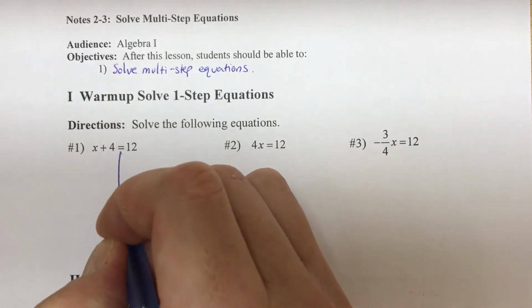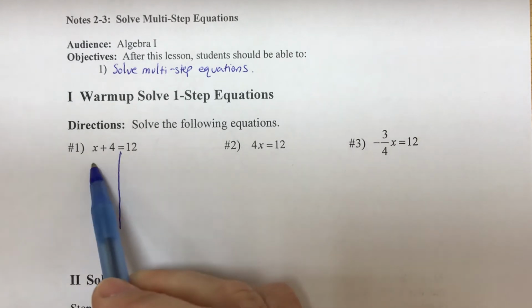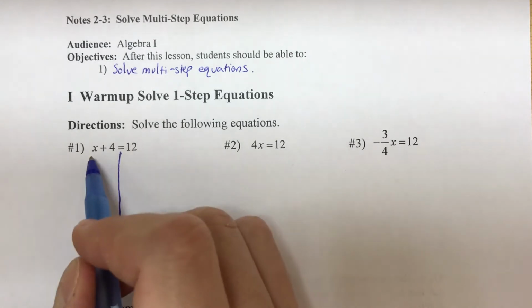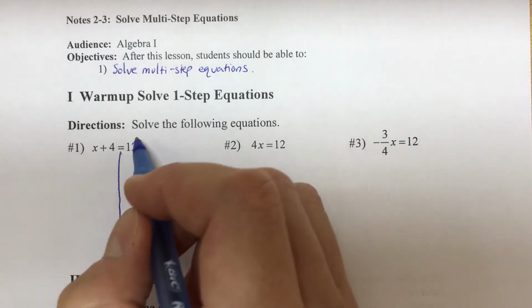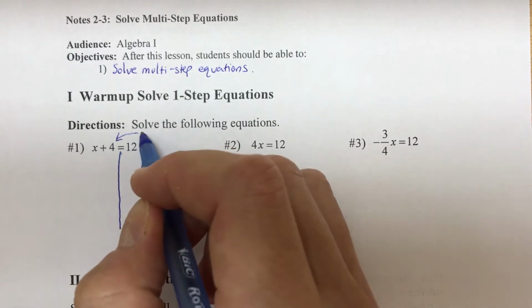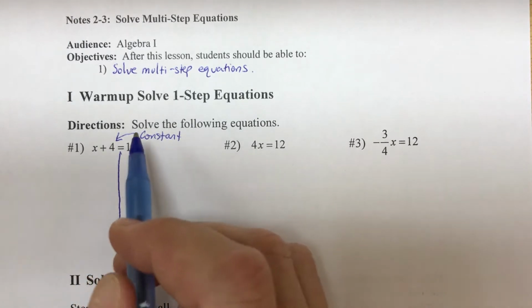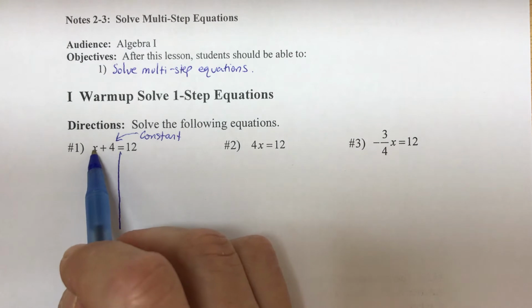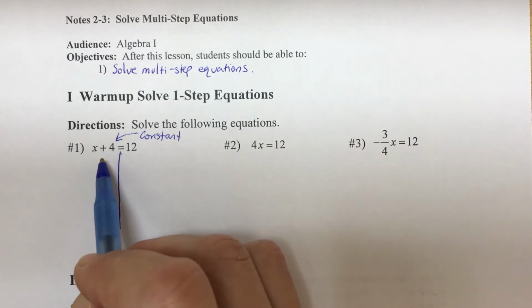Okay, so for number one here, I'm going to draw my line down from the equal sign to separate my left side, my right side. X plus 4, we are going to move. This is called the constant. A constant is a number by itself. And when I say by itself, it's not multiplying the x. It's separated from x by this plus sign, or it could be a minus.